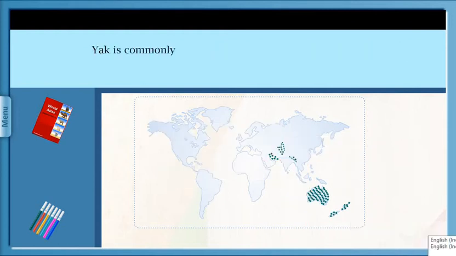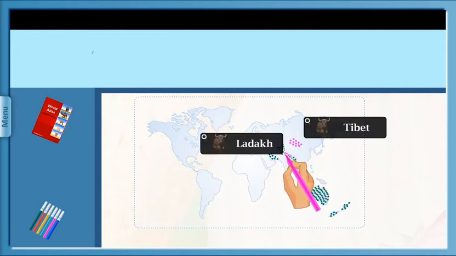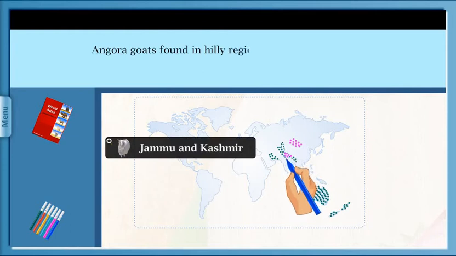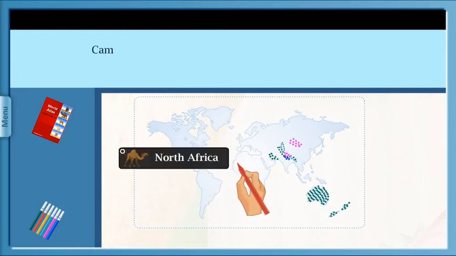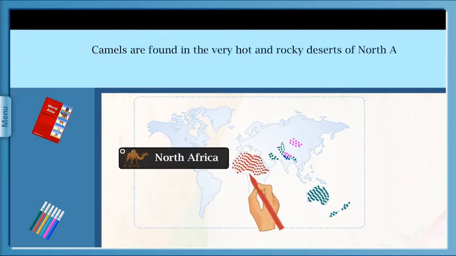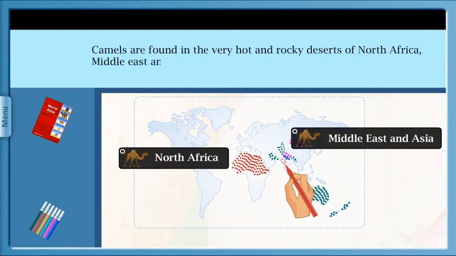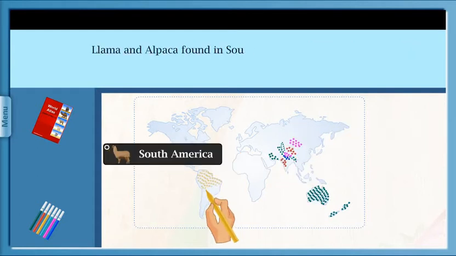Yak is commonly seen in Tibet and Ladakh. Angora goats are found in hilly regions such as Jammu and Kashmir. Camels are found in the very hot and rocky deserts of North Africa, Middle East and Asia. Llama and alpaca are found in South America.